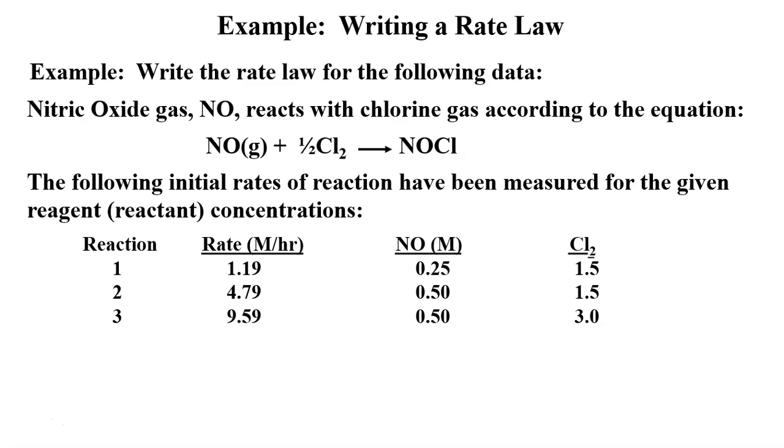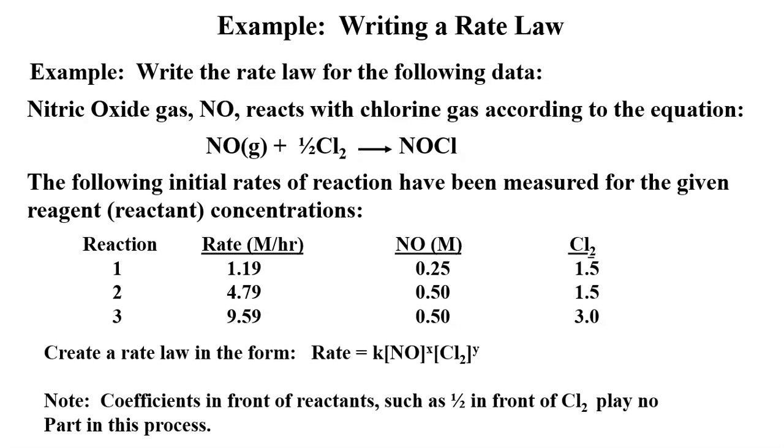Now we do the experiment a third time. And this time, again, we have 0.5 molar of NO, and we double the amount of Cl2 this time to 3. We find that when we have those concentrations, the rate of the reaction is 9.59 molar per hour. So now we have 3 different sets of data. And with those 3 different sets of data, we can find out the rate law of this specific reaction.